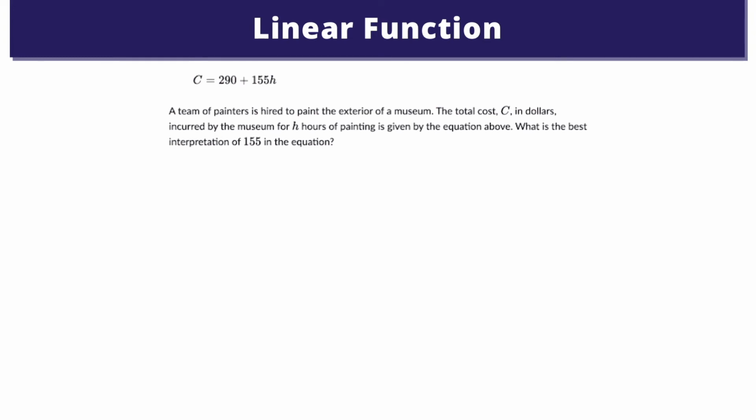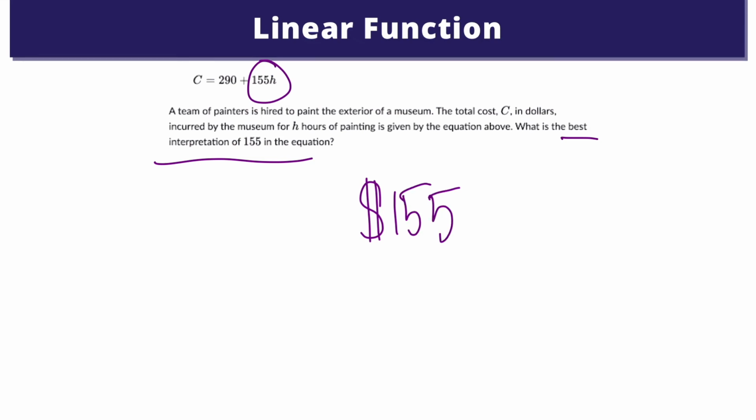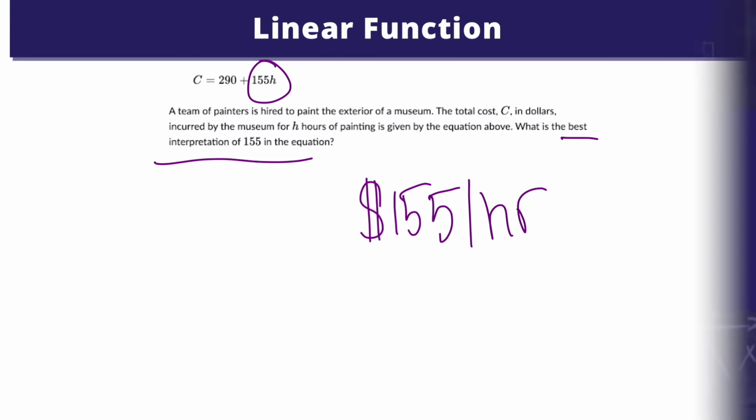So, for a 1 hour increase in the total time to paint the exterior of the building, the total cost increases by 155. So that means the best interpretation of 155 in the equation is that 155 is how much per additional hour painting the exterior costs.